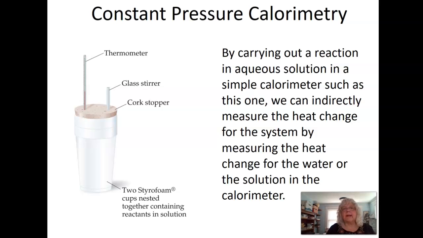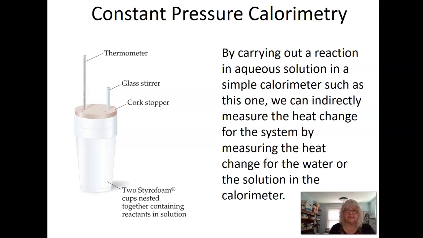Hi everybody, we're going to be working on the end of the notes for chapter 5. So we're going to talk about constant pressure calorimetry, and this is the same type of experiment that you'll be doing in the lab. So the idea here is that you can carry out a reaction in an aqueous solution, and you use a device like what we refer to as a calorimeter to isolate the reaction from the surroundings.